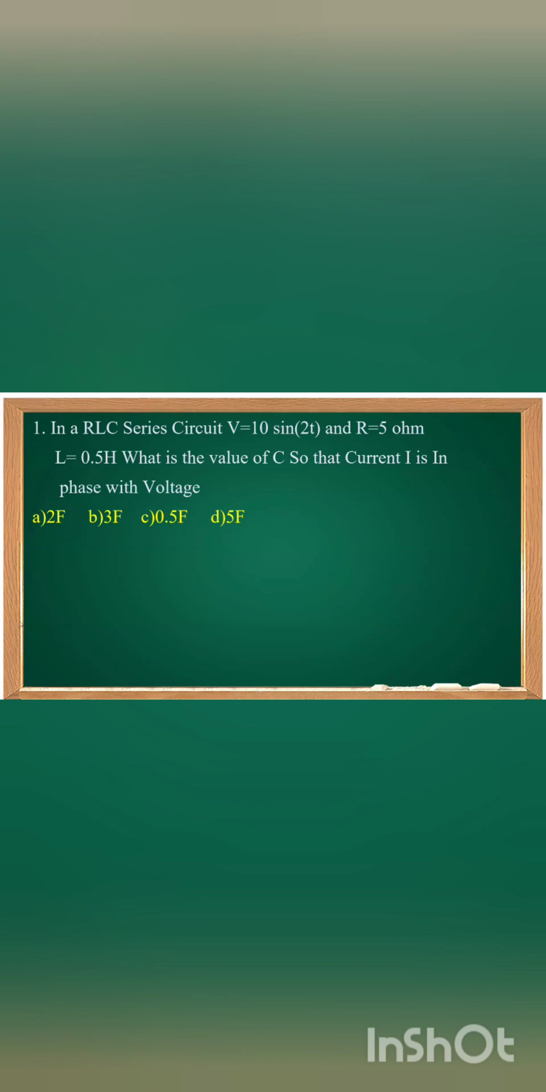In an RLC series circuit, the voltage is 10 sin 2t, R equals 5 ohms, and L equals 0.5 Henry. What is the value of C so that current I is in phase with voltage? Just a minute, please write.